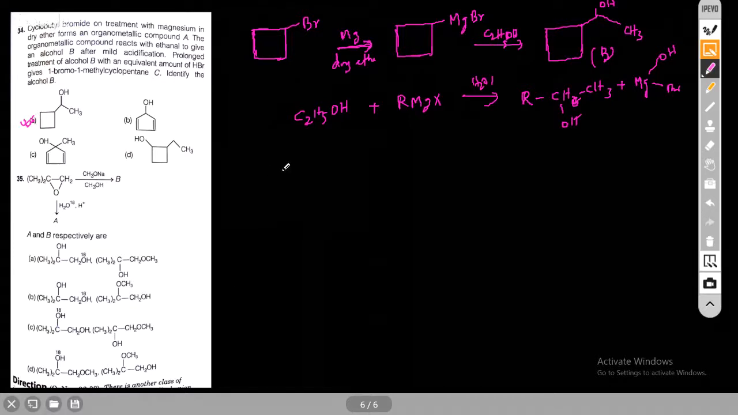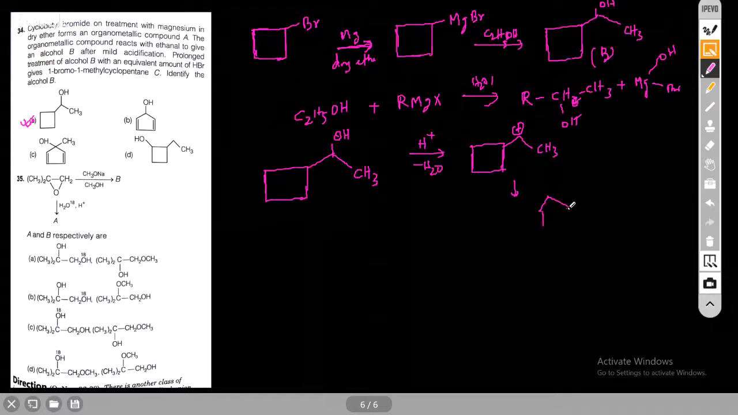After this, if you want to write down the product, then see what happens. Here we have CH3, here we have OH, mild acidification. So we'll have H plus. This H plus will attack this OH and H2O will go out and we'll get a carbocation over here. The CH3 will be as it is. And then what happens? We have ring expansion. So this four-membered ring becomes five-membered, right? And one CH3 present on this ring.